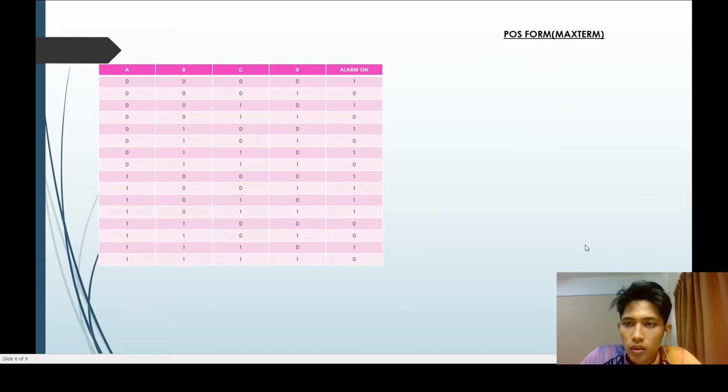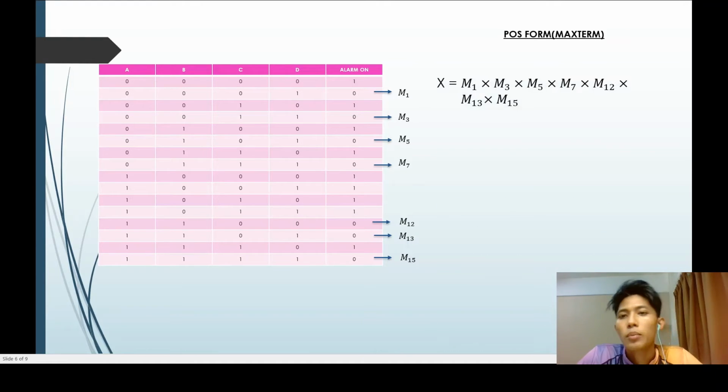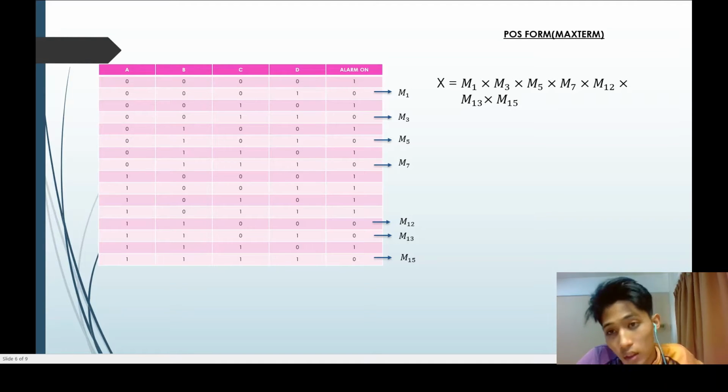So next is POS form. We need to know that for POS form, we need to focus just on output 0. So we can see that the first one is M1, M3, M5, M7, M12, M13, and the last one is M15. For the POS form, it will be times with each term. So M1 times M3 times M5 times M7 times M12 times M13, and the last one times with M15.